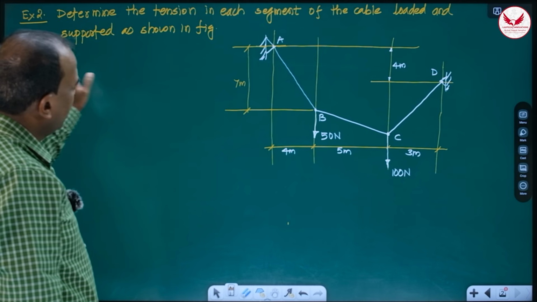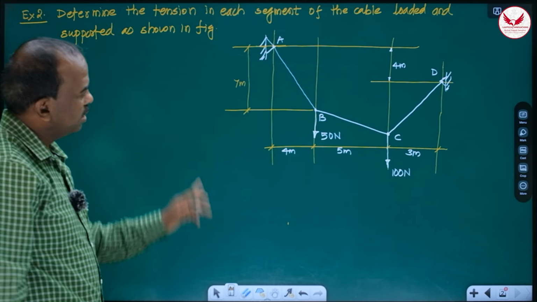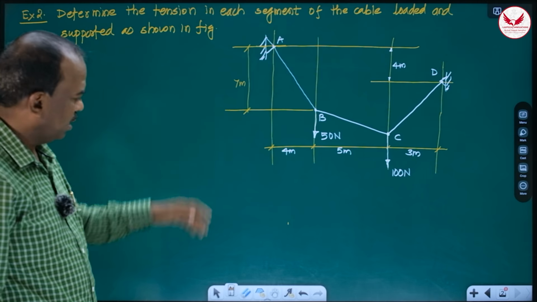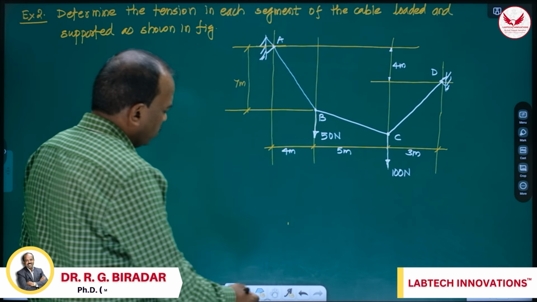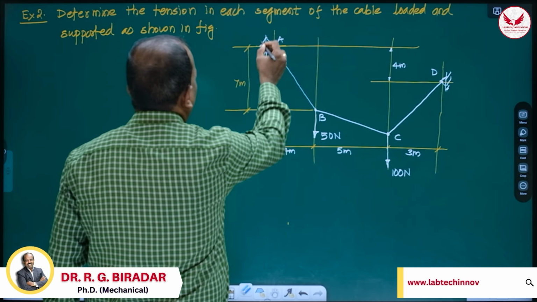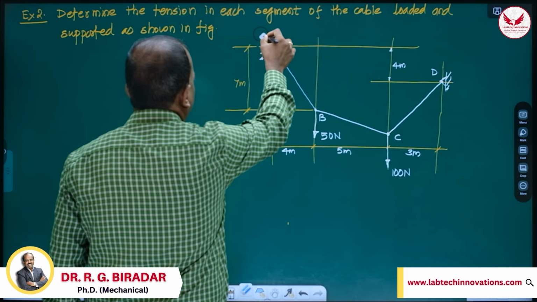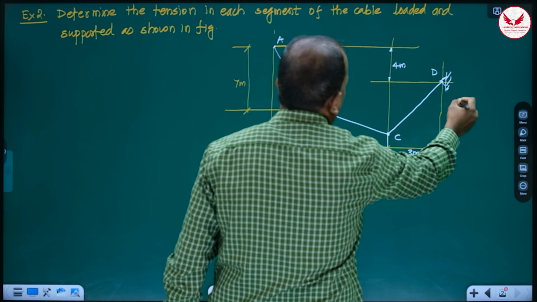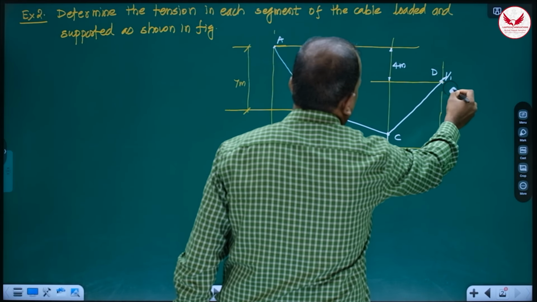Now we'll see another example of the cable where the supports are not at the same level. Level difference is there. So as usual, here also the first condition is what? Draw the free body diagram. Drawing the free body diagram is not difficult in cables. So what we have to do? Remove the support.